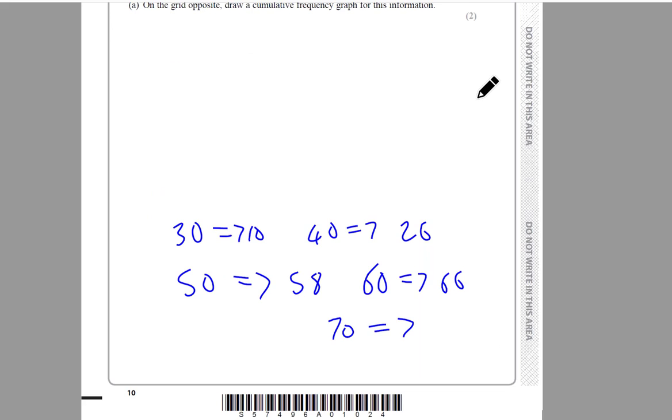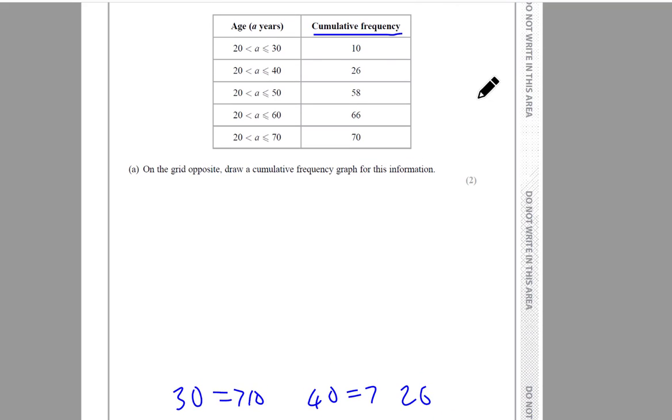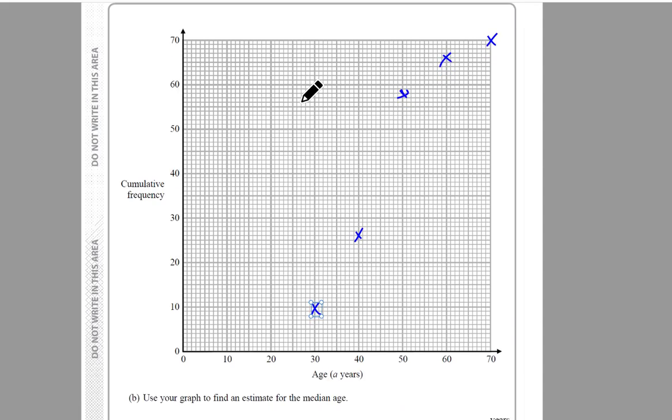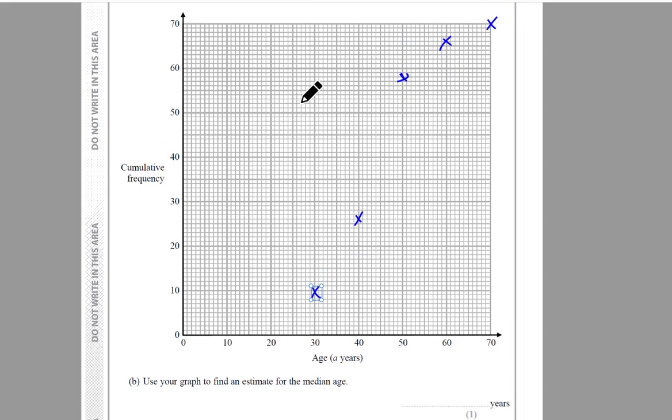Now, one thing we've got to check: the age A years is always greater than 20, so it does not go to 0. So this should link at 20. Start at 20. Use a smooth line. Obviously do it a lot better than this.